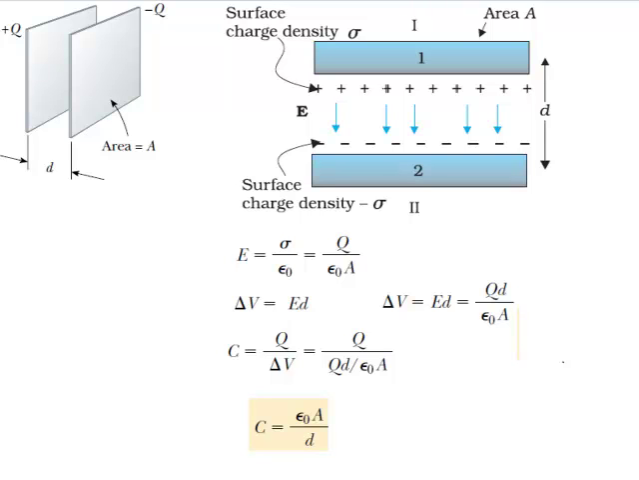So Q upon V is C, and we take this for the derivation. C is epsilon naught A upon D.